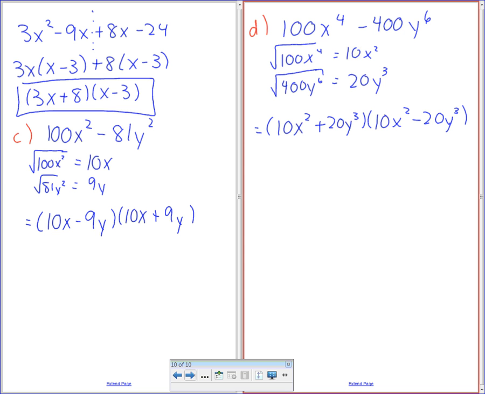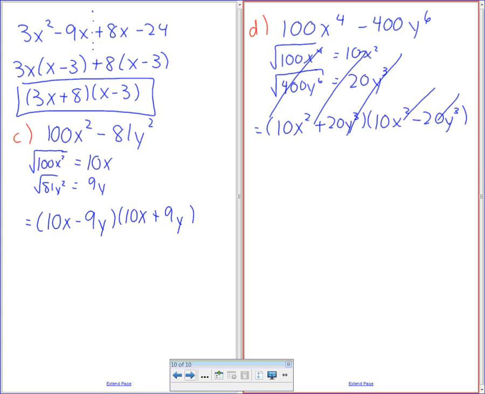Lovely, wonderful. I hope everyone heard that. The thing is, the first step in factoring should always be the common factor. So I'm going to pretend I didn't write down any of this one. What can 100x to the 4 and 400y to the 6 all be divided by?